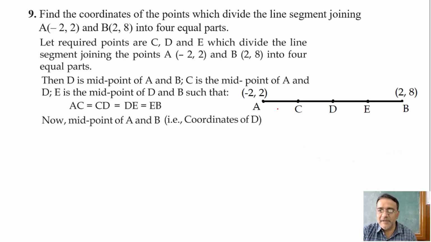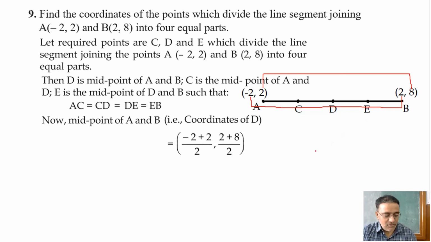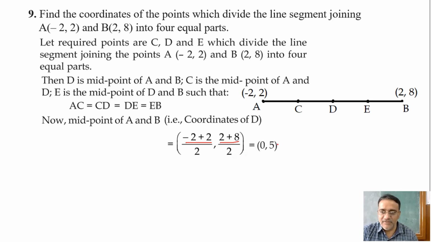So what are the coordinates of D? Minus 2 plus 2 by 2, 2 plus 8 by 2. So quickly tell me the coordinates. 0 by 2 and 10 by 2, so 0 and 5. 0, 5, right, very good. Now we got the value of D.